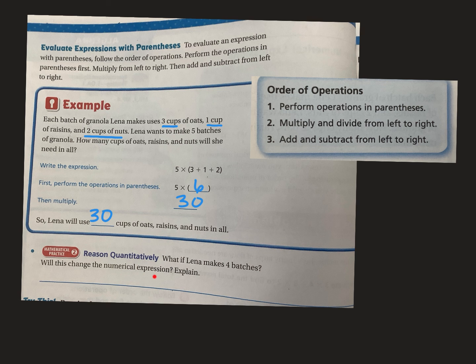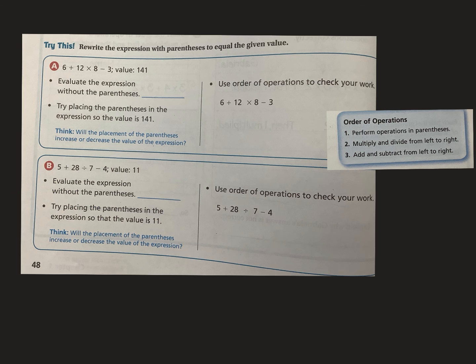Will this change the numerical expression? It will, right? Because she was making 5 batches, and now she's only going to make 4 batches. So yes, it will. We will have 4 times (3 plus 1 plus 2) to get the answer to that. So this is just getting us used to which order we need to go in to get to a correct result, a correct answer at the end.